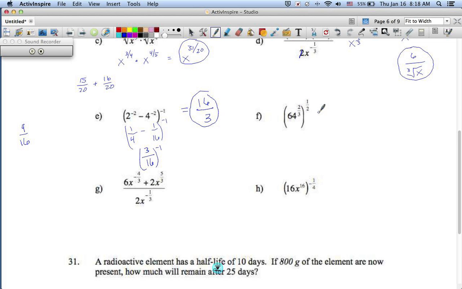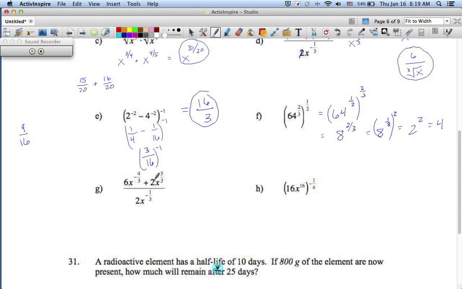Here, power to power we multiply. Or in this case, I see something I like. I'm going to change it from 2/3 and then 1/2 to 1/2 and then 2/3. The reason I'm doing that is because I know the square root of 1/2. That's 8 to the 2/3. And 2/3 is the same thing as 8 to the 1/3 squared. 8 to the 1/3 is 2, and 2 squared is 4.